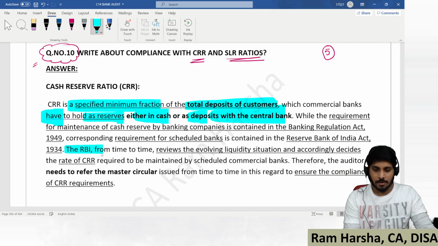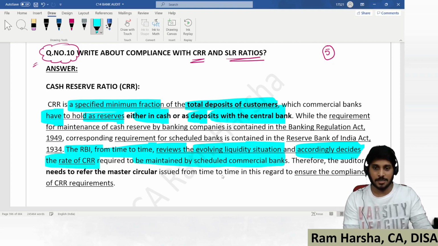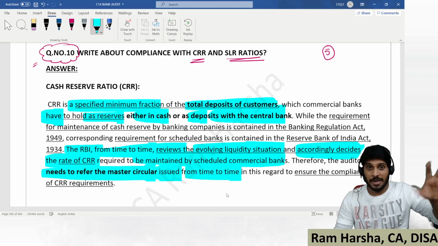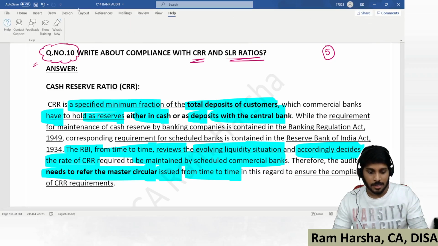The RBI from time to time reviews the evolving liquidity situation and accordingly decides the rate of CRR to be maintained by scheduled banks. Therefore, the auditor needs to refer to the master circulars issued by RBI from time to time to check whether the CRR maintained by the bank is correct or not. That's it. Now, what is SLR?